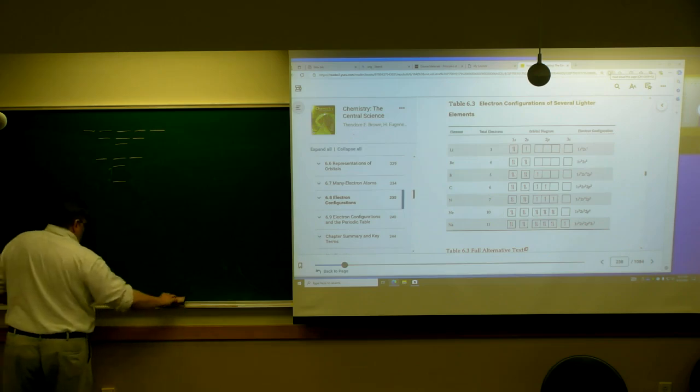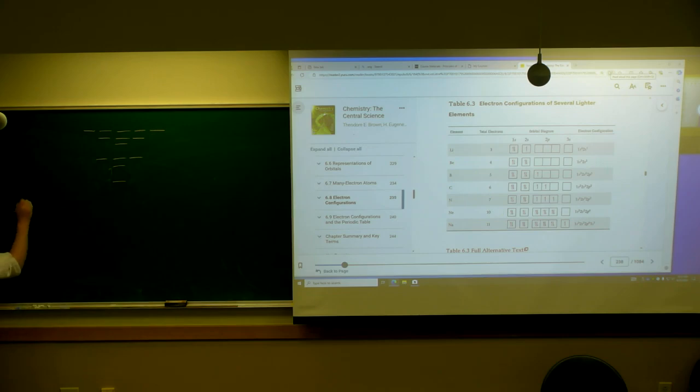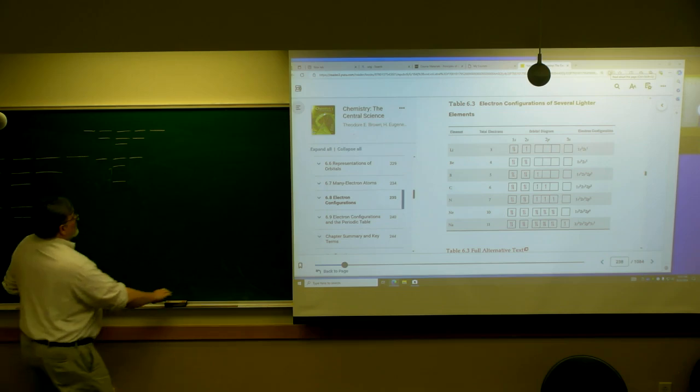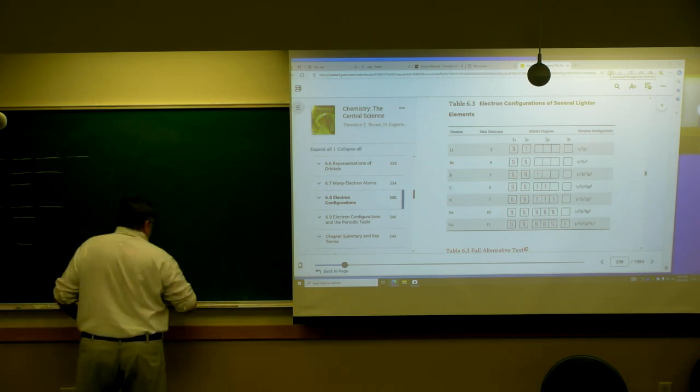Let me redraw that a little more spaced. 1, 1, 3, 1, 3, 5. So it always starts that way, electron configuration. 1, 1, 3, 1, 3, 5. Okay.